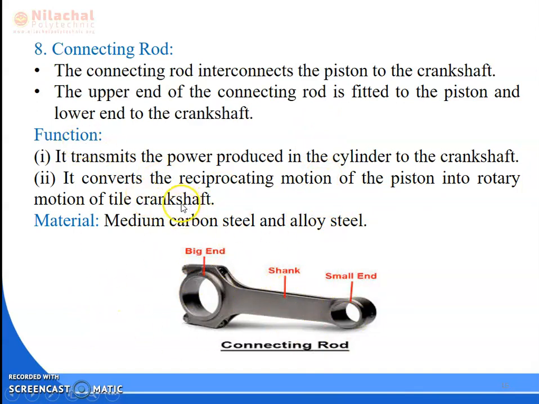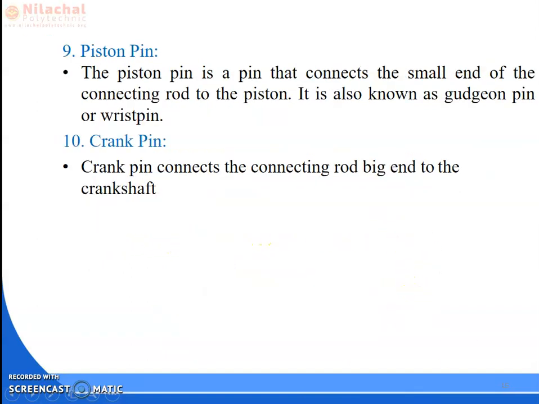Shaft means it is a rotating device. The piston reciprocates, and the reciprocating motion is converted to rotary motion. How? Because of this connecting rod. It converts the reciprocating motion of the piston into rotary motion of the crankshaft, because one end of the connecting rod is connected to the piston and the other end is connected to the crankshaft. And what is the material? The material is medium carbon steel or alloy steel.